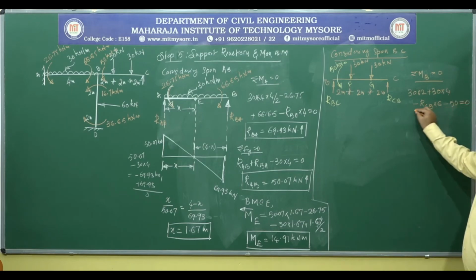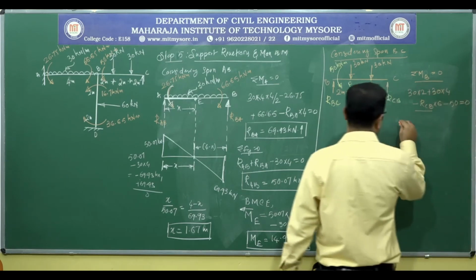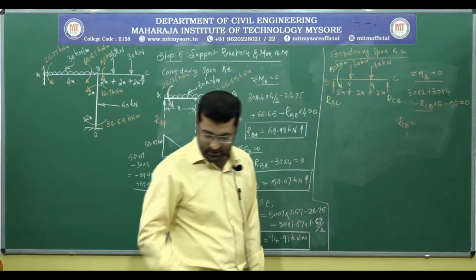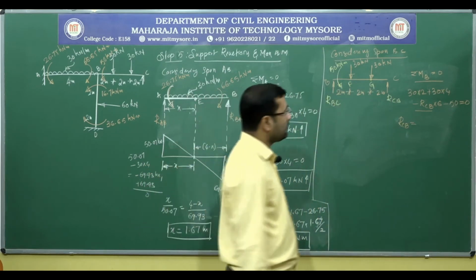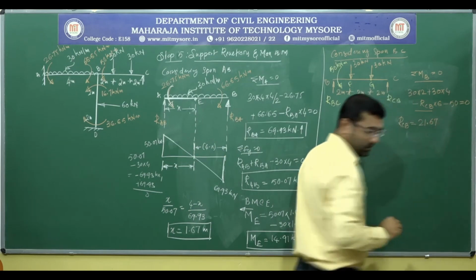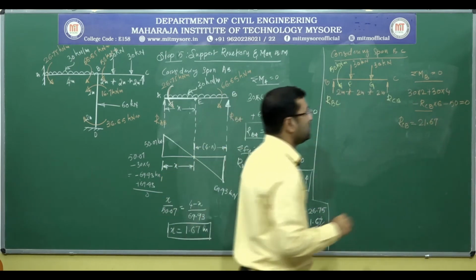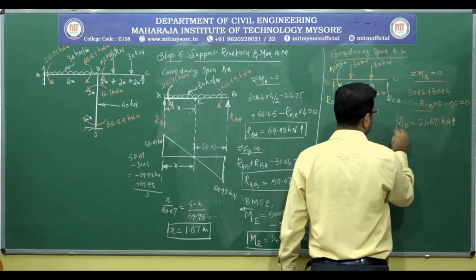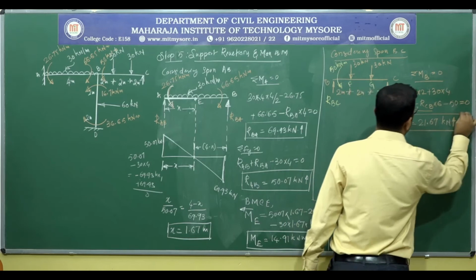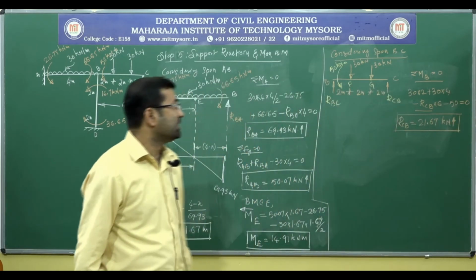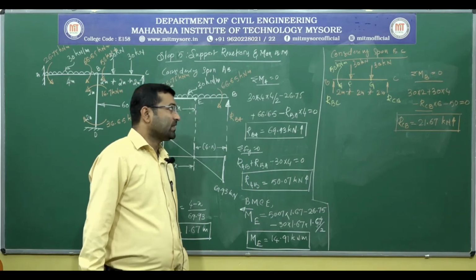So this is the equation. So in the entire equation we know that RCB is the only unknown. If I work out that, then we'll get RCB as 21.67, not 27, 21.67 kilonewtons acting vertically upwards. So this is the support reaction at C, that is RCB.